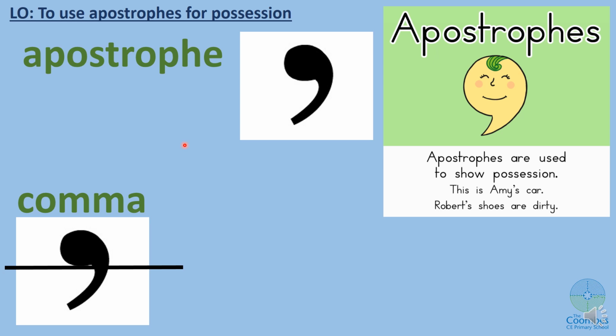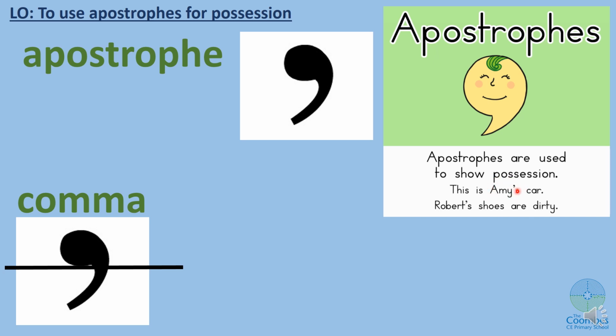One thing I wanted to show you before we move on is an apostrophe looks very similar to a comma. So we need to make sure we know when it's an apostrophe and when it's a comma. So a comma sits on the line, whereas an apostrophe is really high up. And we can see that in this example here in Amy's car.